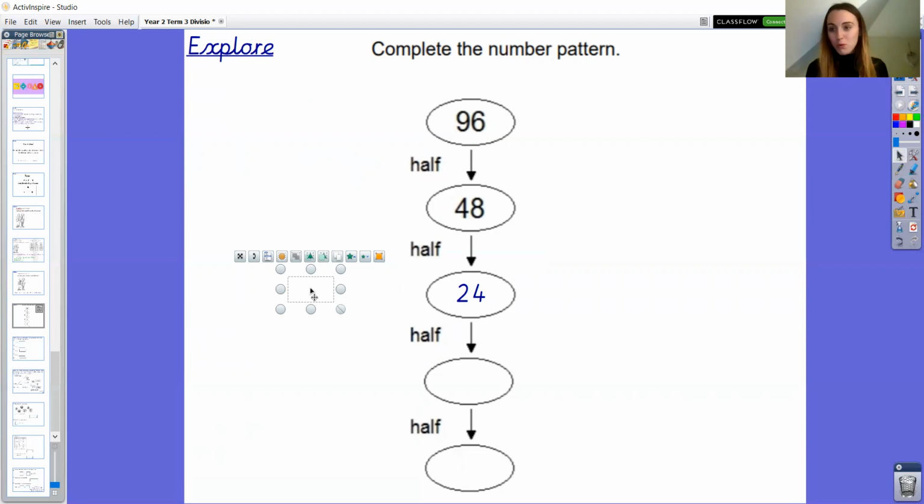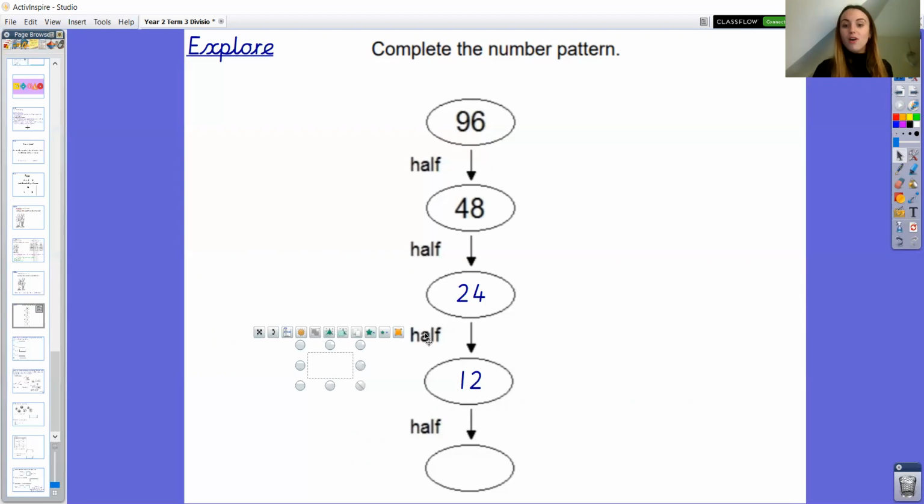Brilliant. Okay, there's 2 more numbers in this number pattern. So please pause the video here and use the same idea to find half of 24 and half of that number. So we're dividing by 2 each time. Brilliant thinking, year two. Okay, let's review it together. So I can see that 24 has 4 ones, and half of 4 ones equals 2 ones. Now I can see that 24 has 2 tens, and I know half of 2 tens is 1 ten. So half of 24 equals 12.